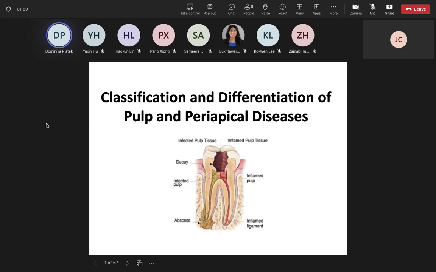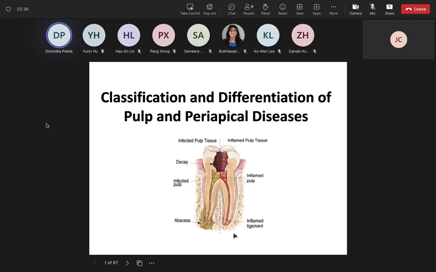pulp, and the periodontium. We have some natural pathways for the bacteria to enter from the root canal system to the periapical area, and these are the apical foramen. So these are the main pathways between the root canal system and its contents and the periapical tissue: the cementum and periodontal ligament, and of course the alveolar bone.